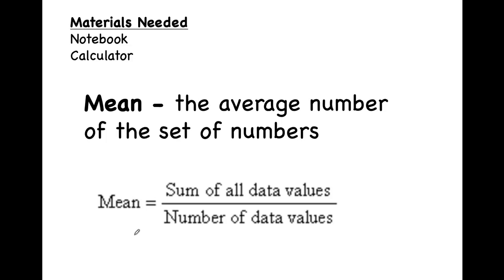So in your math notebook, you need to write down some definitions. You may need to pause the video to be able to write them down, but you want to know what the mean is: the average number of a set of numbers. The mean is the sum of all the data values divided by the number of data values. It's important that you have this written down so that when it comes to a test or a quiz, you're able to use your notes and go back and remember how to find the mean.